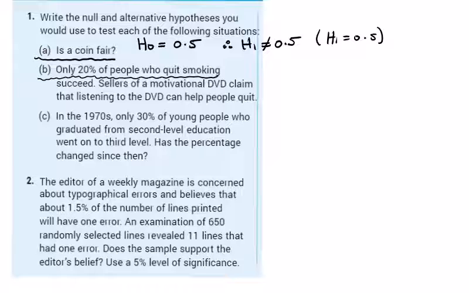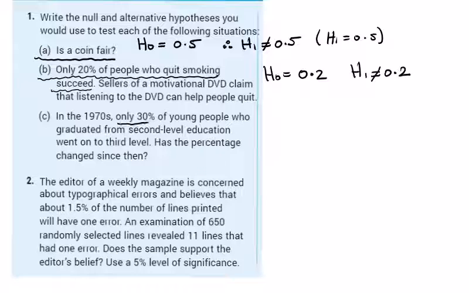Only 20% of people who quit smoking succeed. So my H0, if we're going to test this theory, H0 is going to be equal to 0.2. So H1 is not going to be equal to 0.2.